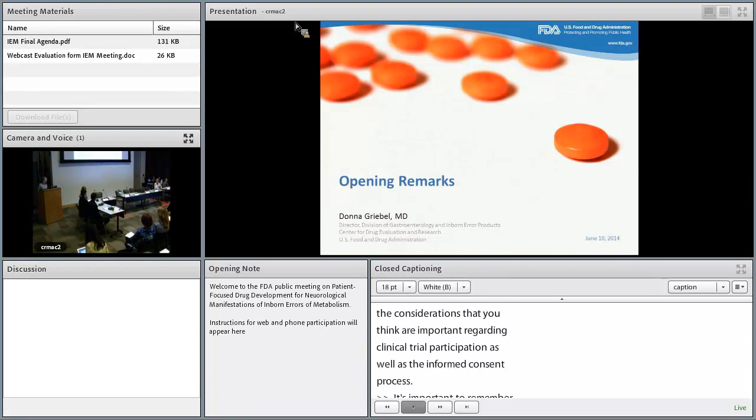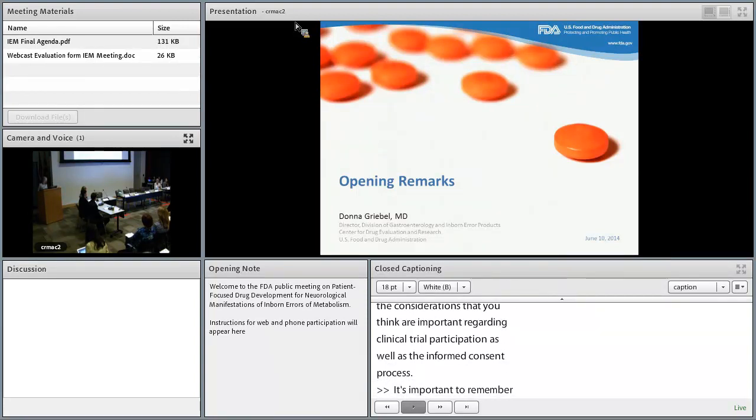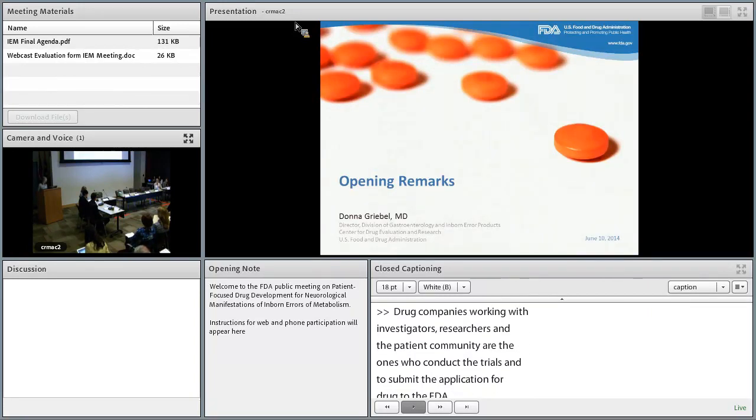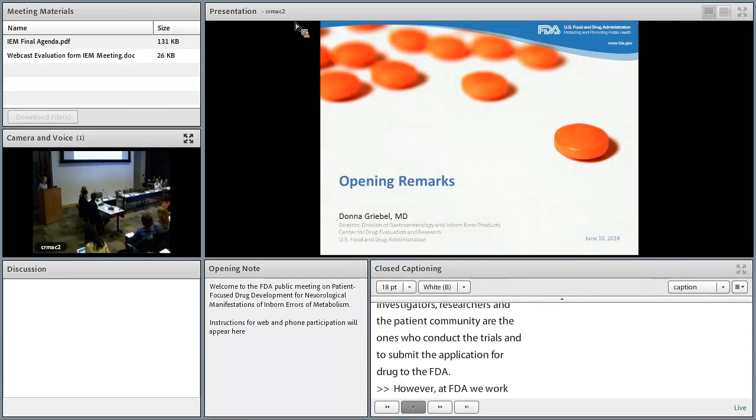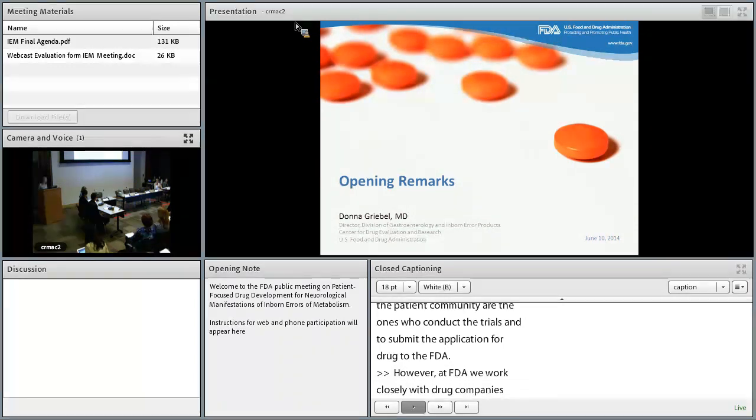It's important to remember that FDA is just one part of the drug development process. We don't have primary responsibility for developing drugs or for running clinical trials. Drug companies working with investigators, researchers, and the patient community are the ones who conduct the trials and who submit the application for drugs to FDA. However, at FDA, we work closely with drug companies throughout the drug development process.